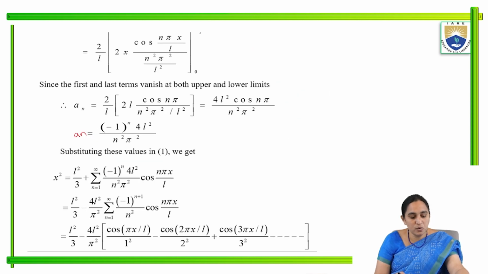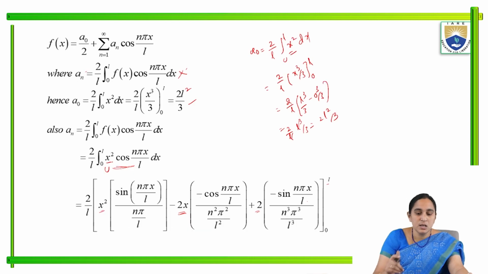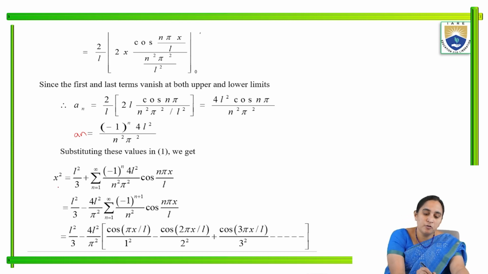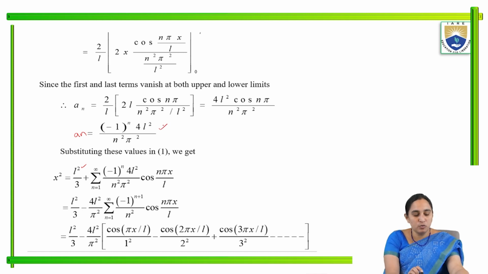Now we know a naught and a n, substitute in the first equation. What about the first equation? This is the given series as the first equation. Now substitute f of x as x square, and a naught is 2L square by 3; in the formula, the denominator 2 is there, 2 cancels, then directly L square by 3 plus sigma n is equal to 1 to infinity of minus 1 whole power n by n square pi square into 4L square cos n pi x by L.